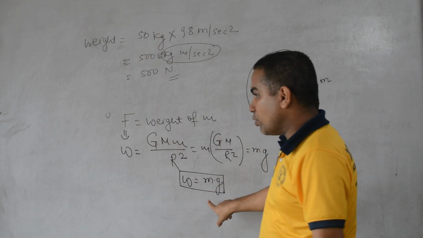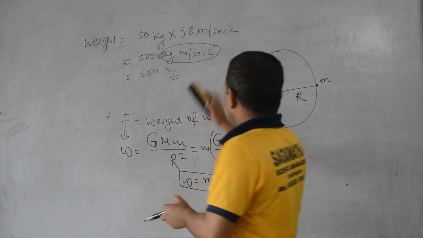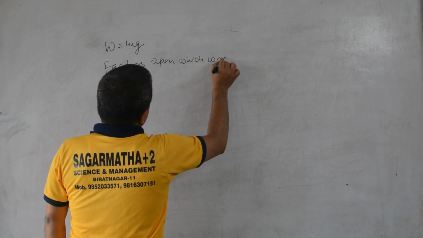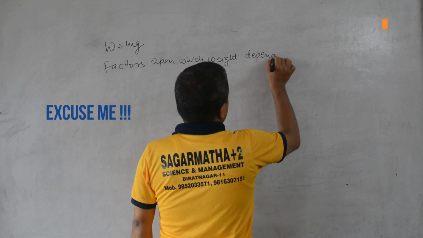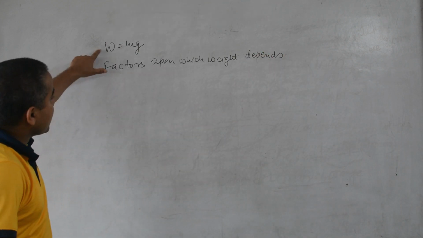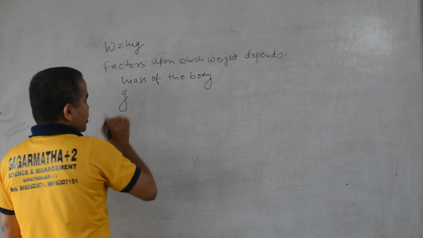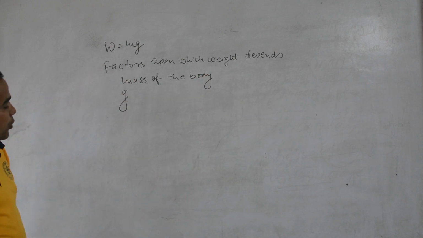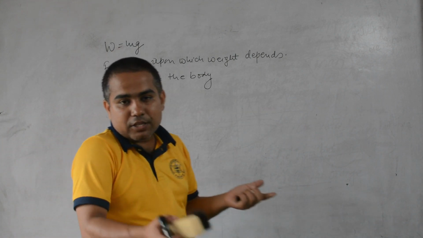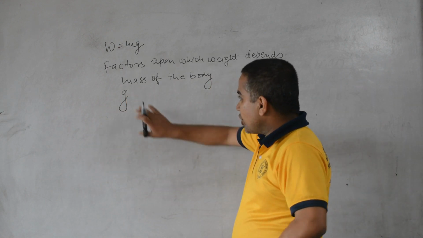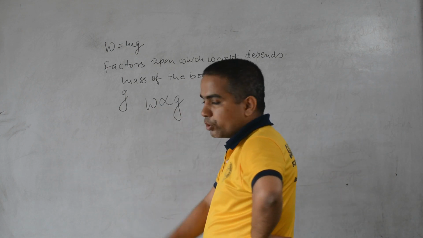So with the help of this formula, W is equal to mg, we can now calculate the weight of any body. What are the factors upon which weight depends? Definitely from this formula we can see it depends upon the mass of the body, and it also depends upon acceleration due to gravity. These are the two factors upon which the weight of a body depends. Now the mass of a body is a constant, it is not going to change, but acceleration due to gravity changes. So I can say weight is directly proportional to acceleration due to gravity.